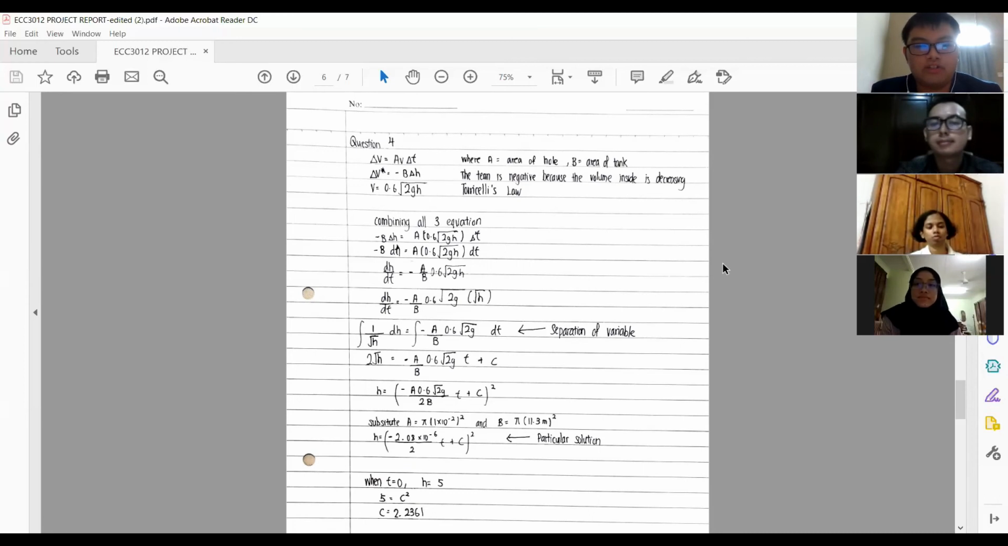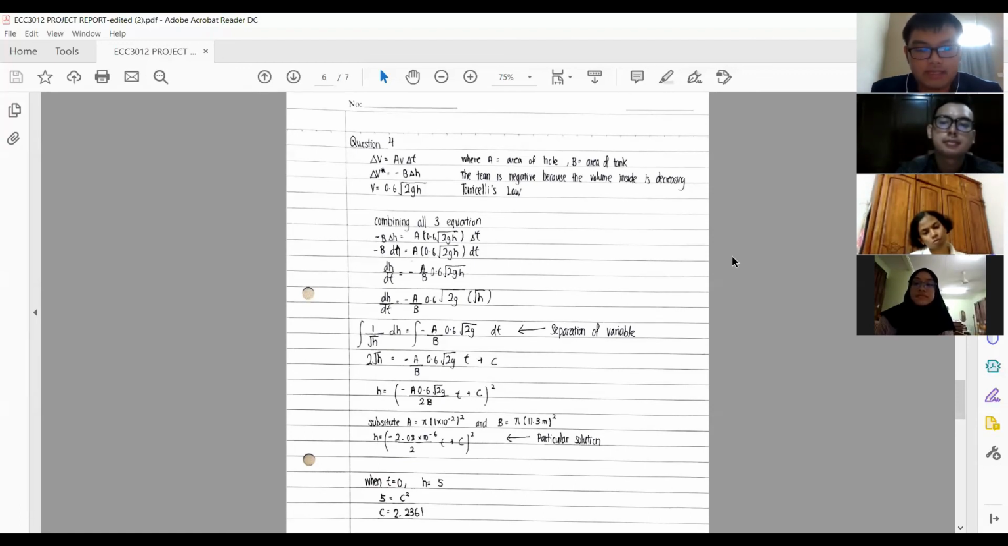By combining all three equations, we will have negative B delta H equals A times 0.6 square root of 2gh delta T. And then we divide both sides by delta T. We will get dH/dt equals negative A over B times 0.6 square root of 2g times square root of H. Then by factoring out H and doing the separation of variables, we get the integral of 1 over square root of H equals the integral of negative A over B times 0.6 square root of 2g. And then we do the integration and get our particular solution.